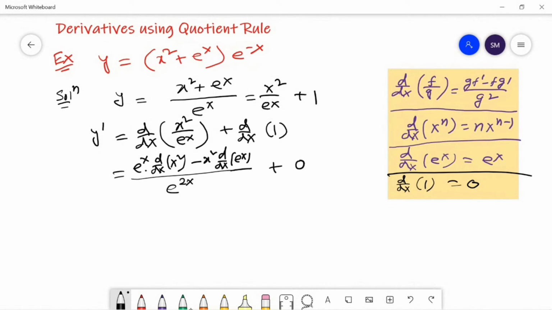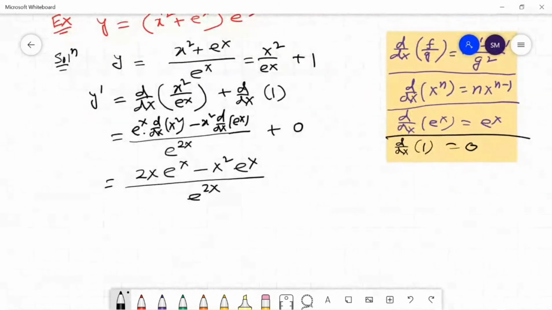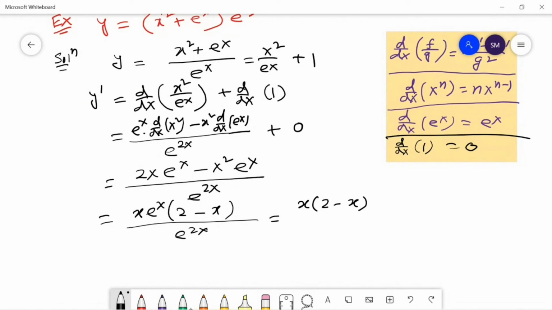and then write the derivative here, e to the power 2x as it is, then e to the power x times 2x minus x square e to the power x. Take out e to the power x and x common. So we have x e to the power x times 2 minus x over e to the power 2x. Now again e to the power x in the numerator and denominator cancel out. So you have here x(2 minus x) over e to the power x.